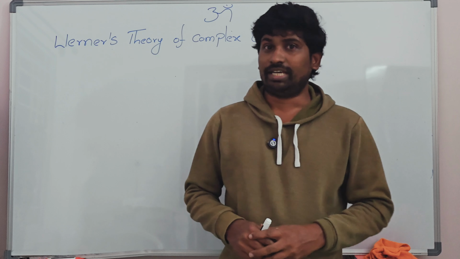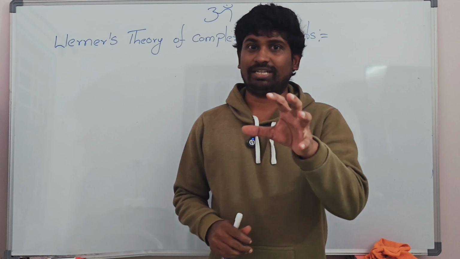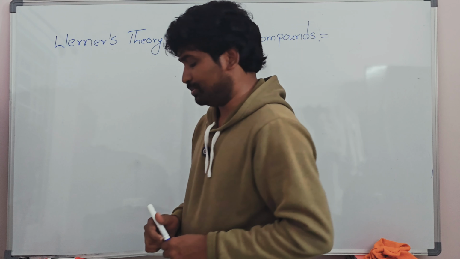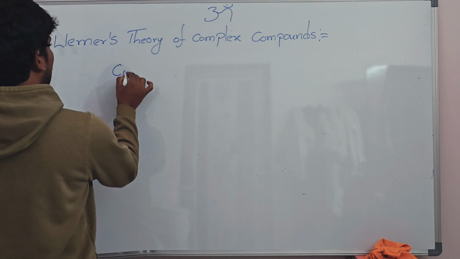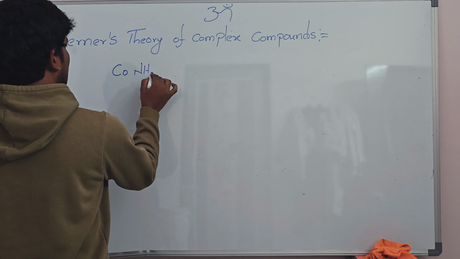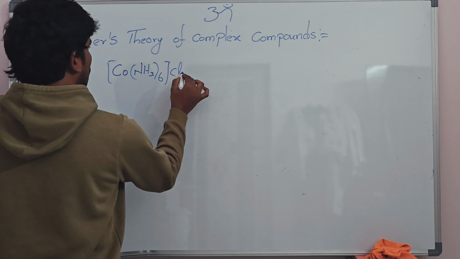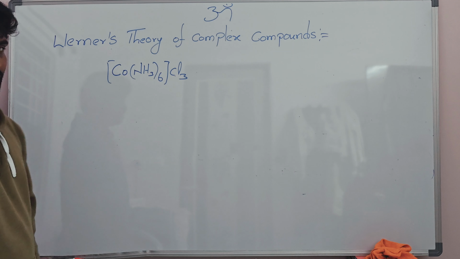You know that in a complex compound, a central metal atom is present. That metal is surrounded by n number of ligands. That is the complex compound. One simple example of a complex compound is Co(NH3)6 Cl3, a cobalt complex. The central metal atom here is cobalt.